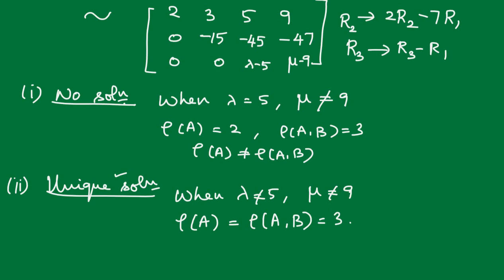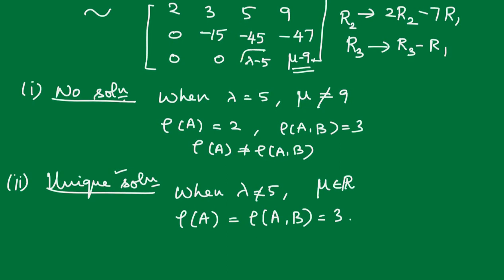Here we say that mu is not equal to 9. Either we can say mu is not equal to 9 or we can say mu belongs to R, any real number. Whatever number we give, not only 9, this element can be either 0 or not equal to 0. When this element is not equal to 0, the rank automatically becomes 3 for A and AB here.